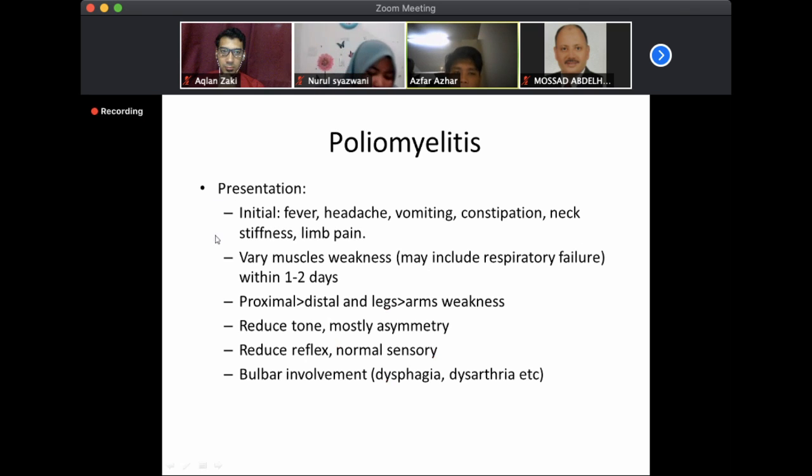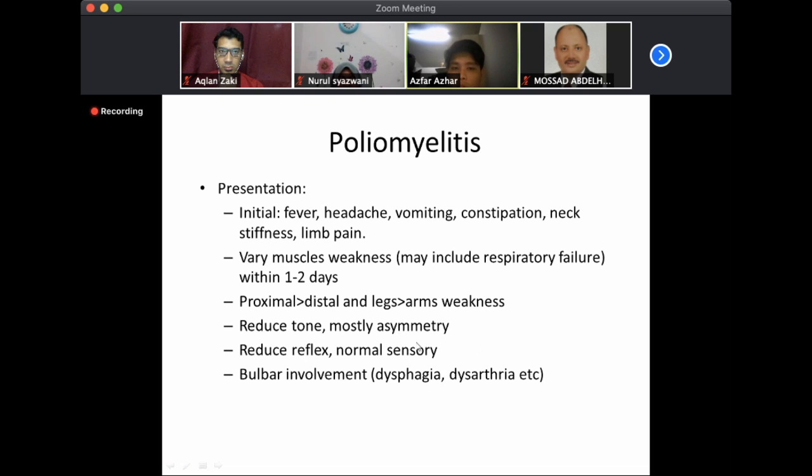Okay, so presentation for poliomyelitis. The initial presentation, the patient might come with fever, headache, vomiting, constipation, neck stiffness, leg pain. And then the patient will come with muscle weakness, which may include respiratory failure within 1 to 2 days. Usually the proximal part will be more involved compared to the distal, and the legs will be more involved than the arms.